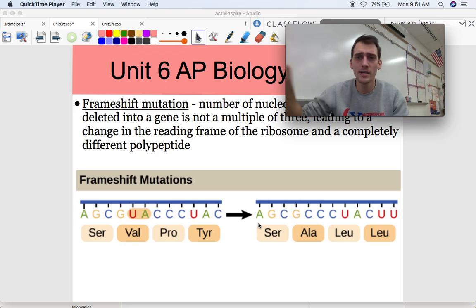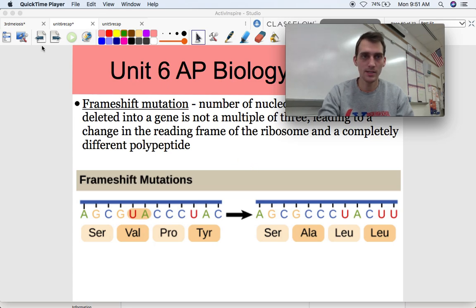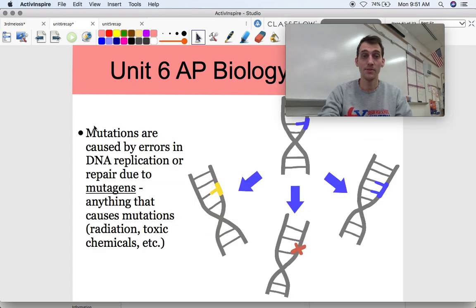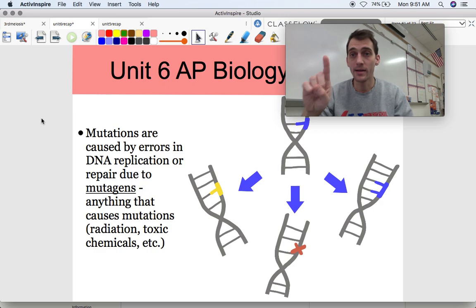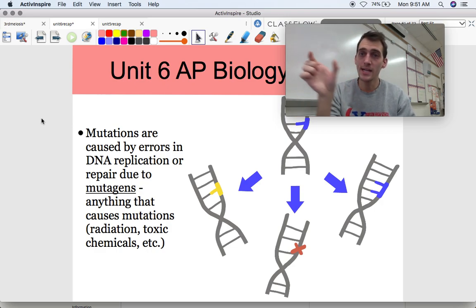It's not going to change the whole rest of the protein. You might be missing an amino acid, or you might have an extra amino acid. It's going to be more like a point mutation. But a frame shift mutation is going to alter everything down the line, okay? Because it adds only 1 or it adds 2, and that's going to change the groups of 3 all the way down the line.